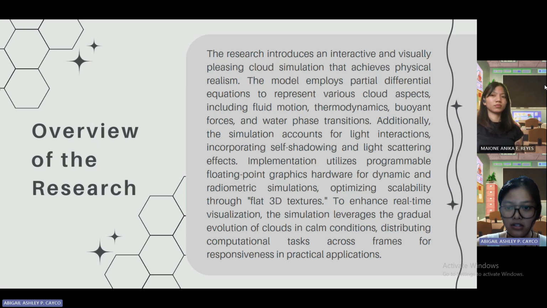The implementation utilizes programmable floating point graphics hardware for dynamic and geometric simulations, optimizing scalability through flat 3D textures. To enhance real-time visualization, the simulation leverages the gradual evolution of clouds in calm conditions, distributing computational tasks across frames for responsiveness in practical applications.